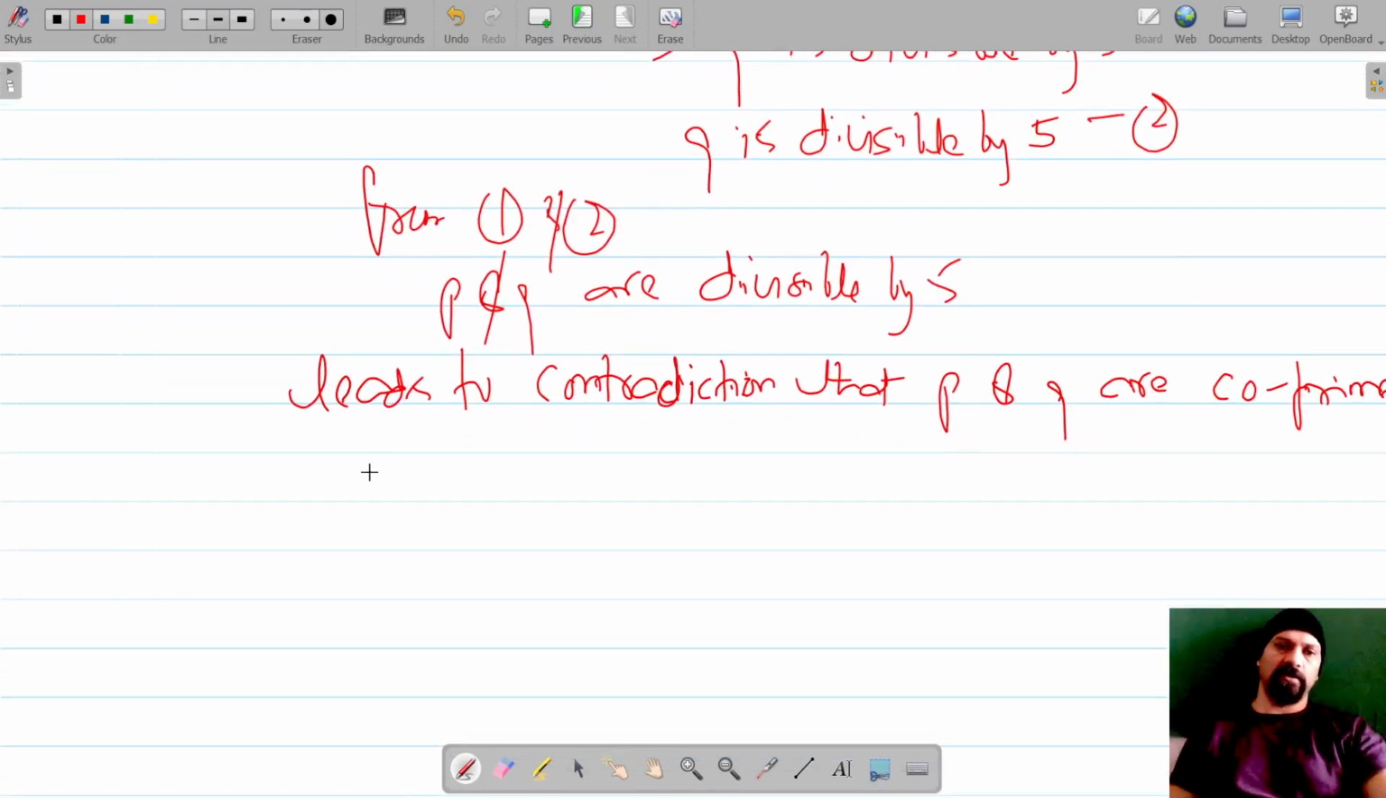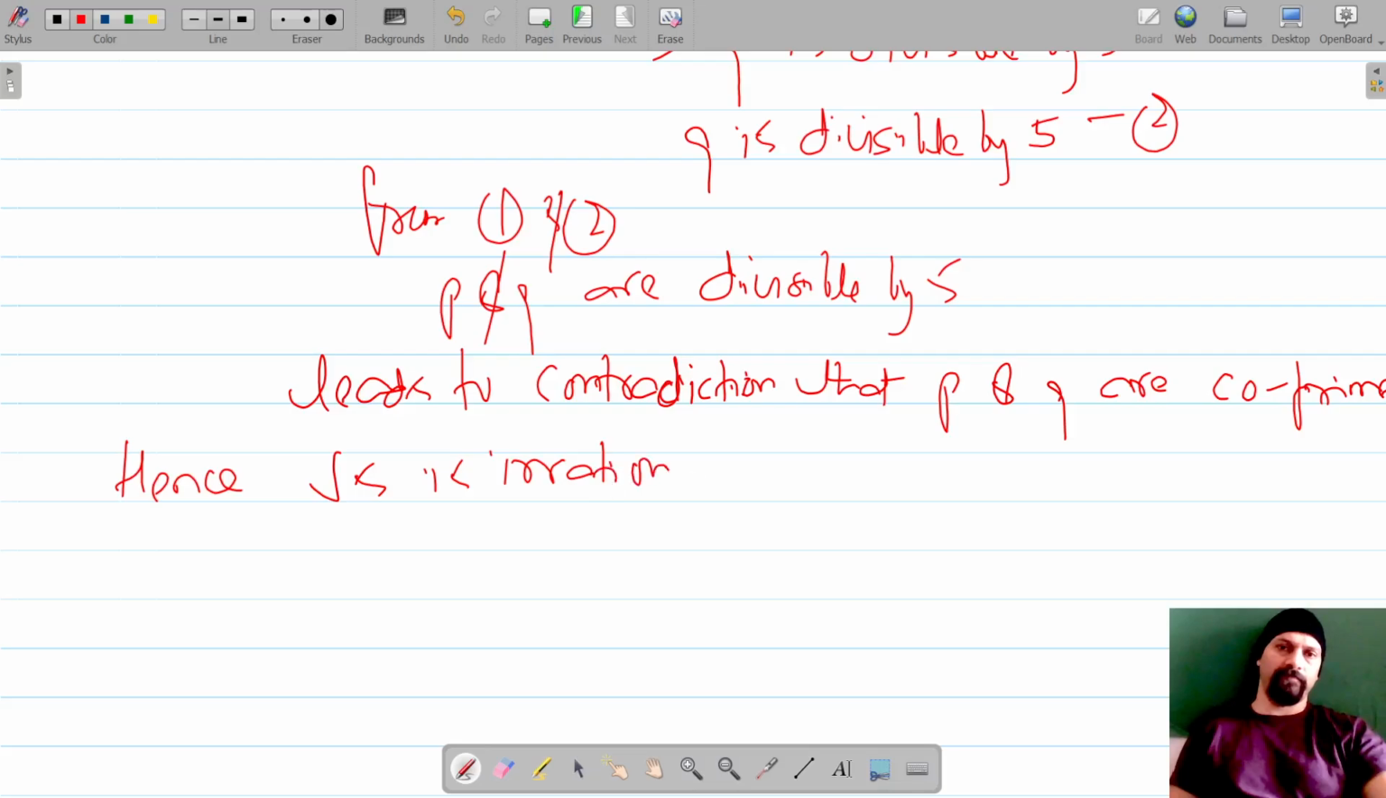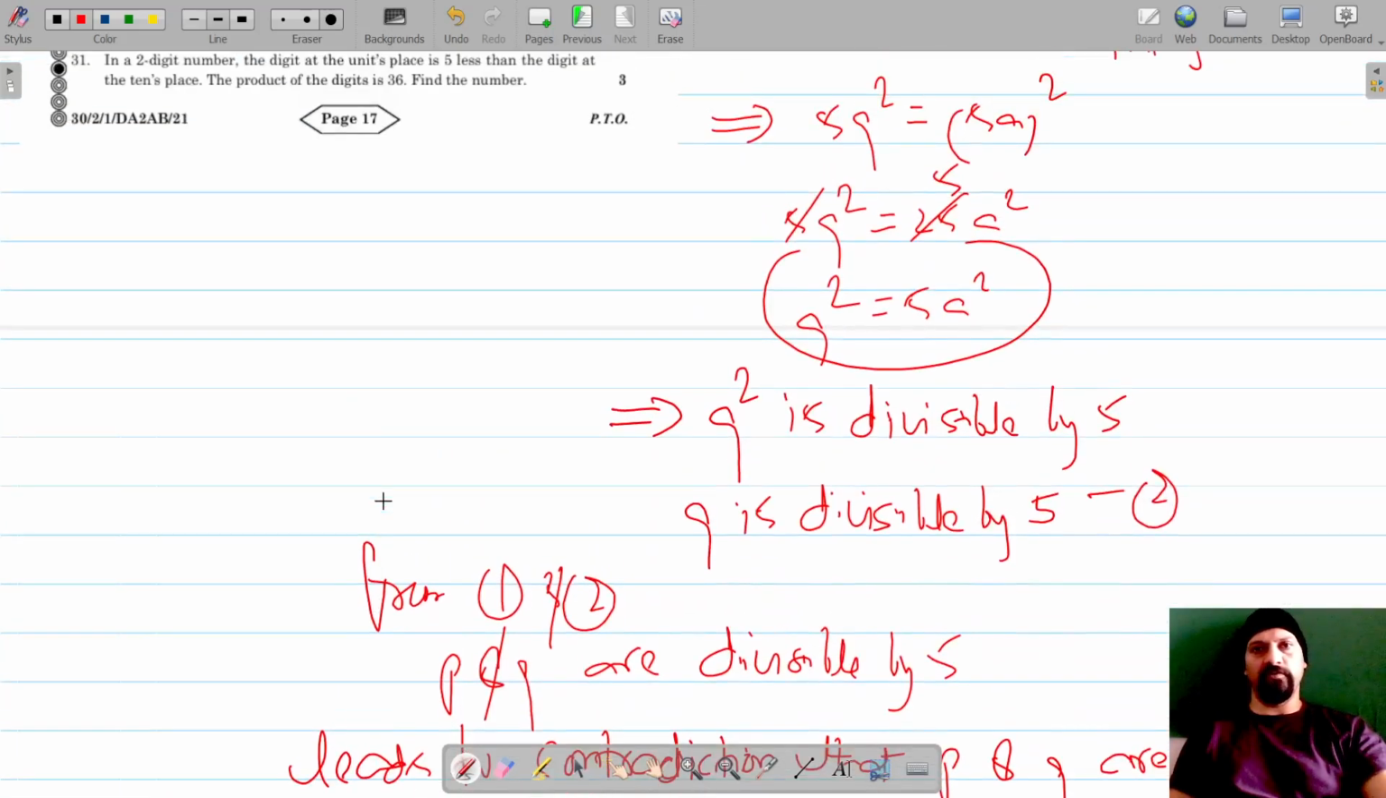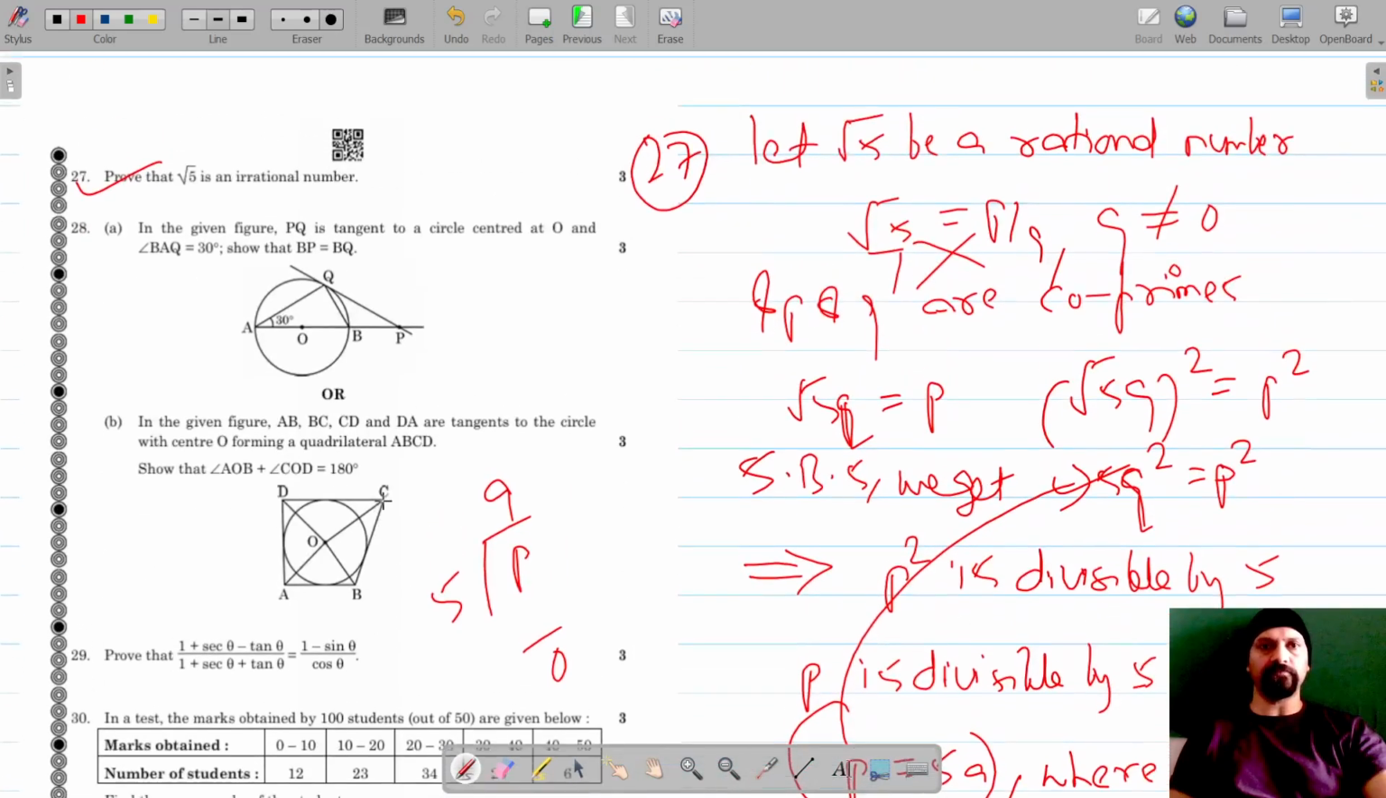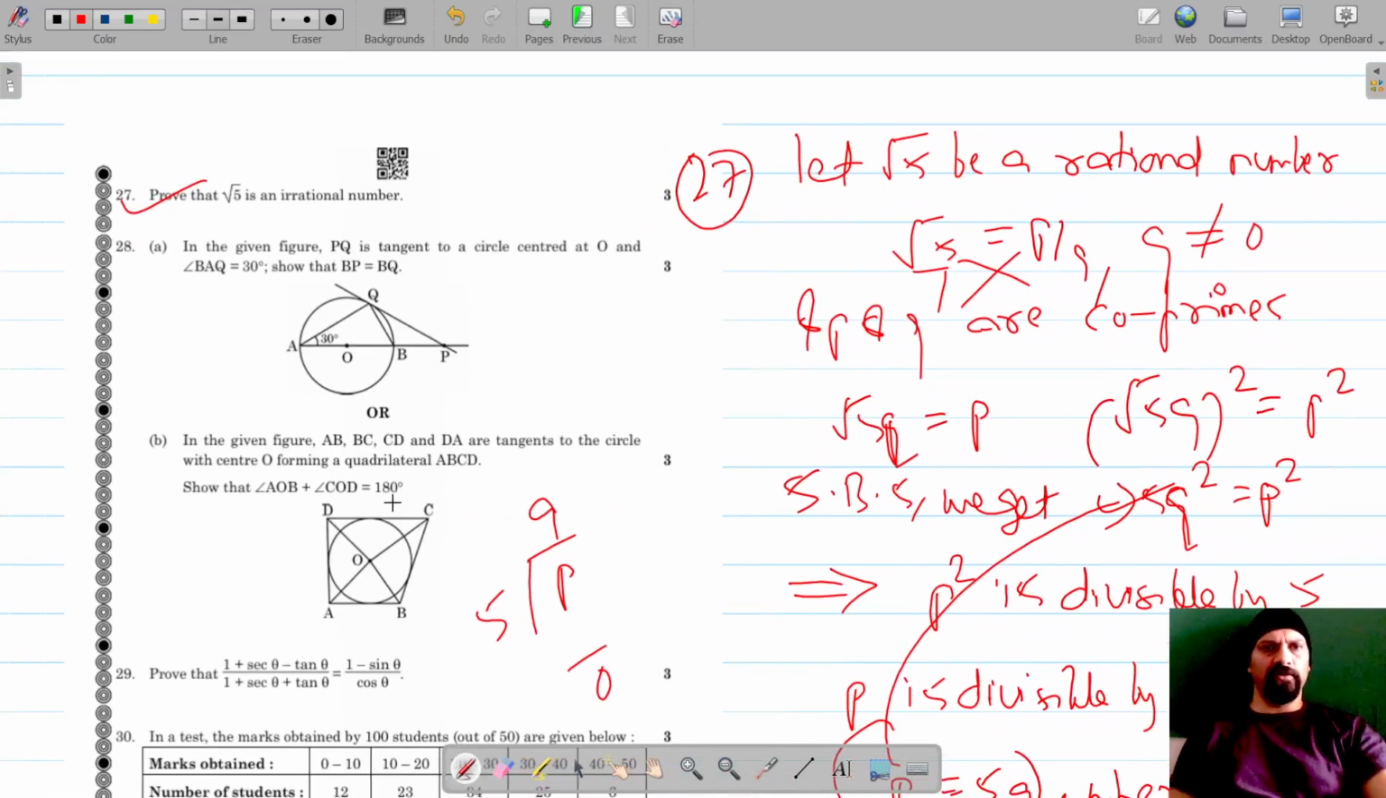Co-primes. So that means our assumption was wrong, and hence we can say that root 5 is irrational. So that is how we prove that root 5 is an irrational number. Okay, moving on to question number 28, part A.